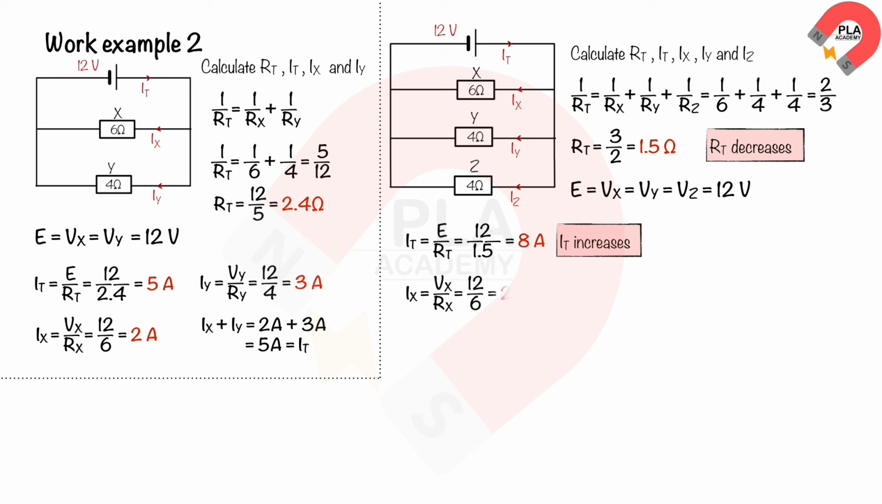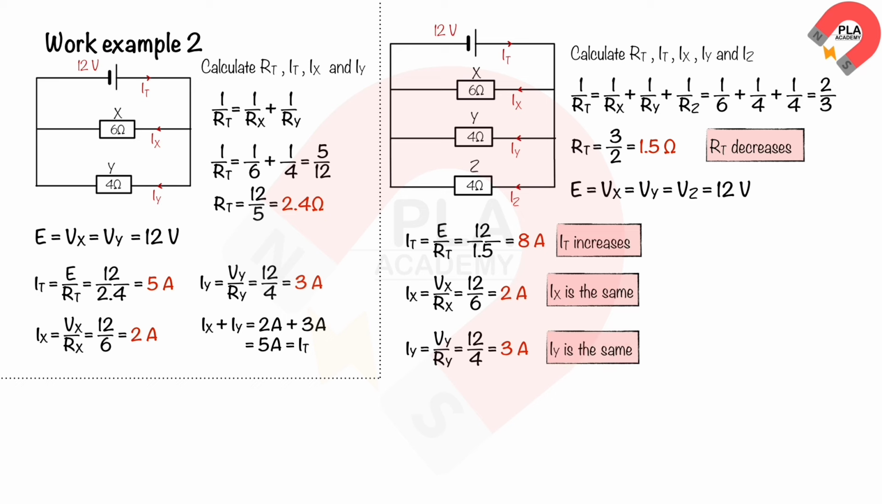Substitute VX equals 12 and RX equals 6. So IX equals 2 amperes. You see that the IX remains the same. Calculate IY using the following equation. IY equals VY over RY. Substitute VY equals 12 and RY equals 4. So IY equals 3 amperes. You see that the IY remains the same.